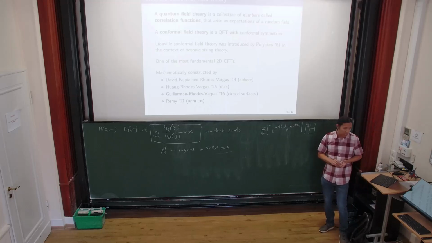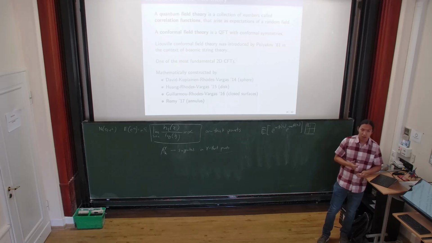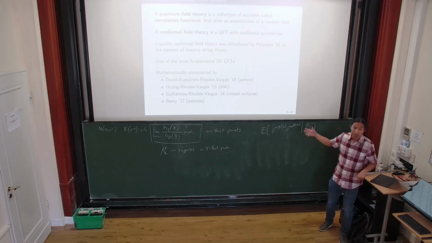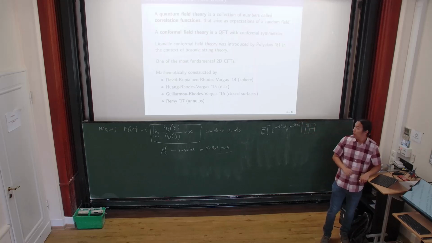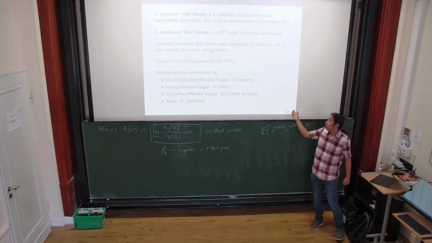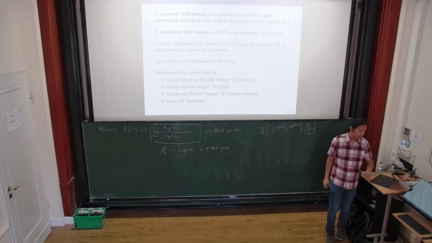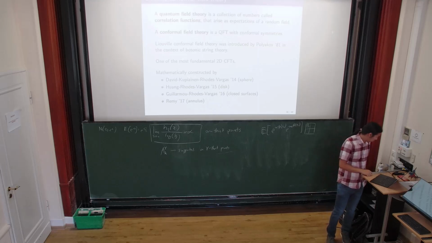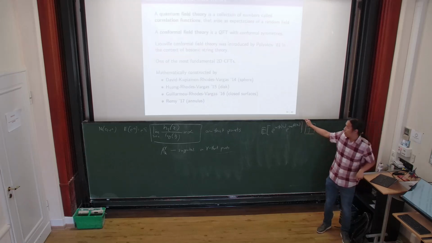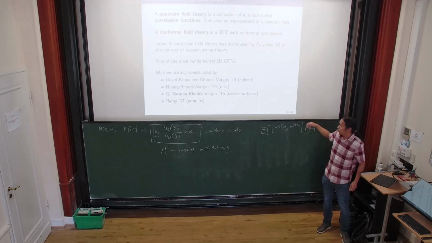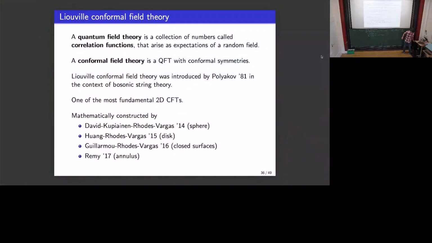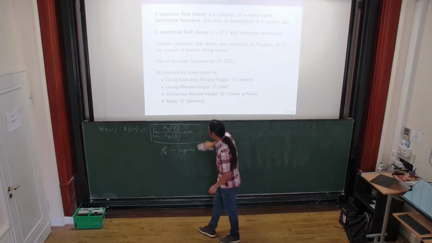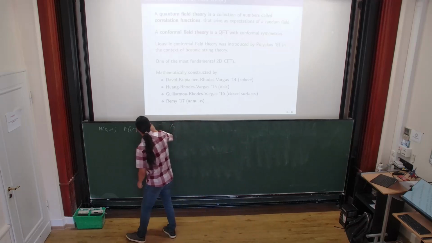And the one we want to focus on today is Liouville CFT, introduced by Polyakov in 1981 in the context of bosonic string theory. Mathematically, this was constructed for various topologies, first for the sphere, then the disk, and so on and so forth. Okay, so we spoke about this briefly yesterday, but today I will use a blackboard and work out a version of the story for the disk. Let's switch off the slides for a sec, for like 20 minutes.